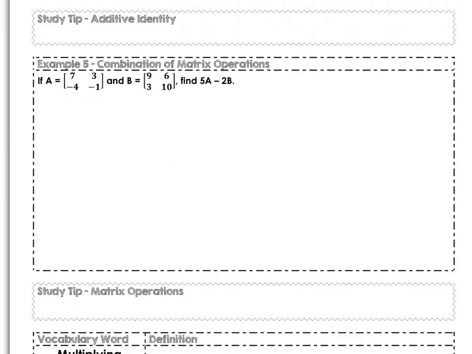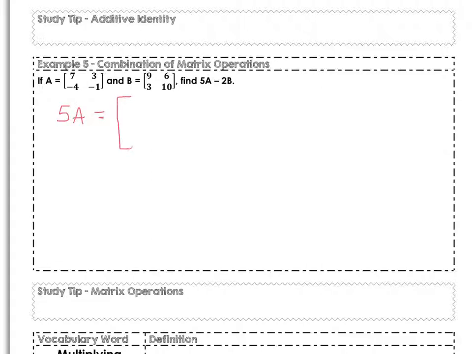All right, we're going to finish up 4-2 with our last example where we're combining a series of matrix operations. I'm given matrix A and matrix B. First off, we notice that they're both 2 by 2, so we should be good for whatever they ask us to do. And I'm asked to find 5A minus 2B. So I'm asked to basically multiply A by 5 as well as multiply B by 2. And then I'm going to subtract the two together. So first off, 5 times A.